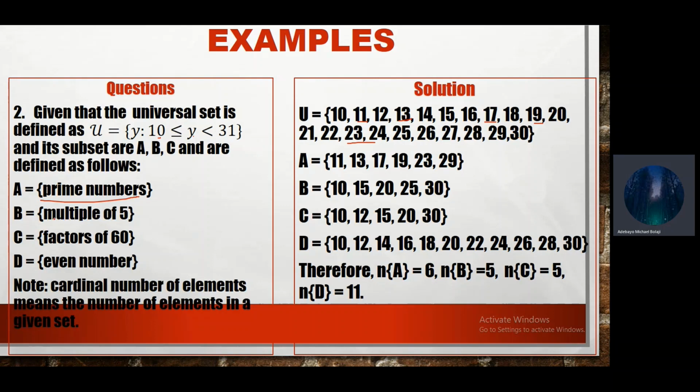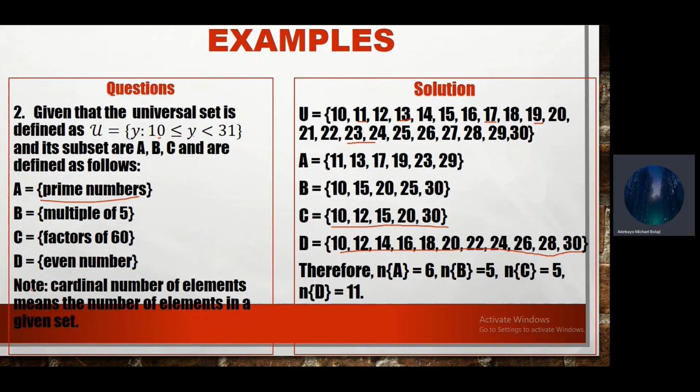Now B is defined as multiples of 5. Multiples of 5 means those numbers 5 can go into without remainder. And we have 10, 15, 20, 25, 30. C is defined as factors of 60. So all these elements here are the factors of 60, those numbers that can go into 60 without remainder. Now D is equal to even numbers. Even numbers from 10 to 30 are written as the elements of D.